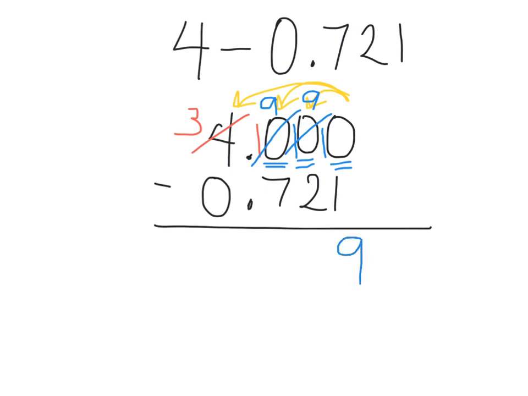9 thousandths. And I take 2 hundredths away from 9 hundredths, and I'm left with 7 hundredths. And I take 7 tenths away from 9 tenths, and I'm left with 2 tenths. And I take 0 whole numbers away from 3, and I'm left with 3. So my solution is 3 and 279 thousandths.